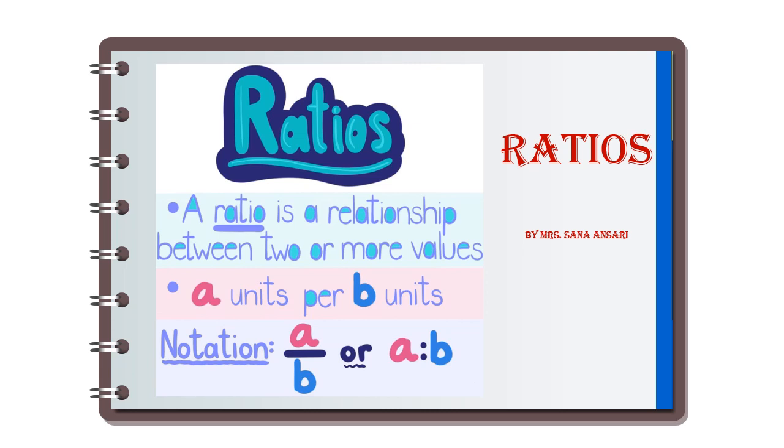So let's see what ratios are. A ratio is a relationship between two or more values. For example, A units per B units. So in ratios we write it as a fraction, A upon B, or A is to B.